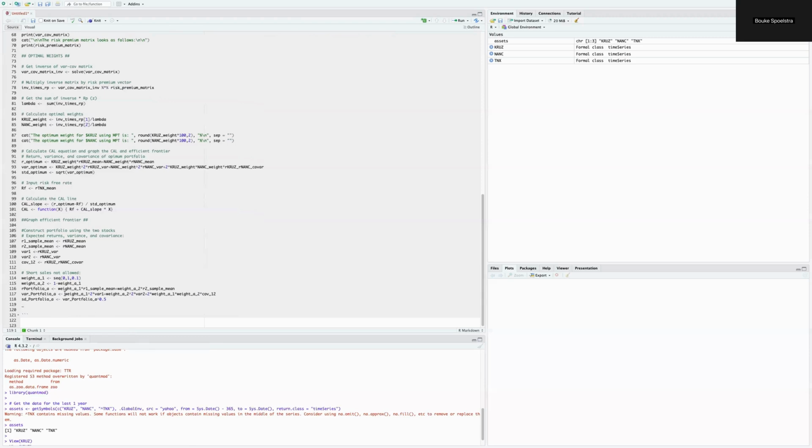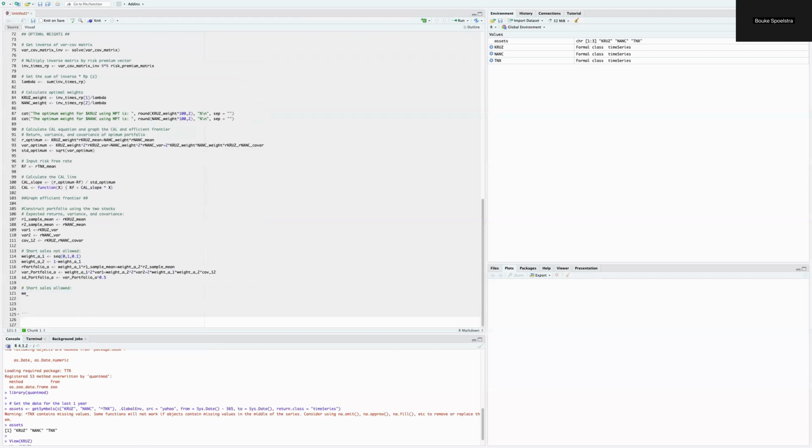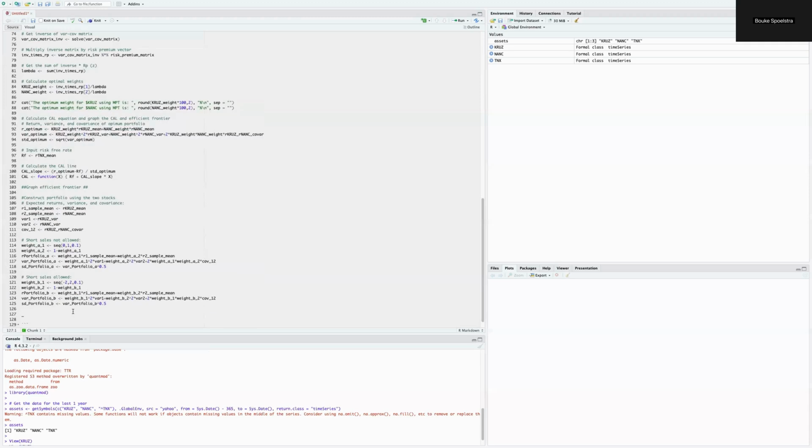And the only key is that we're using these weights, right? Where it has to be between 0 and 1. So the only difference for weight of B would be that we're going to have the sequence go from -2 to 2 to allow short sales. Just the return, variance, and standard deviation that we talked about again.